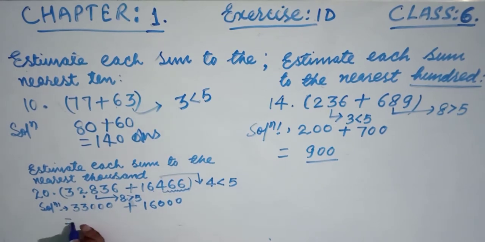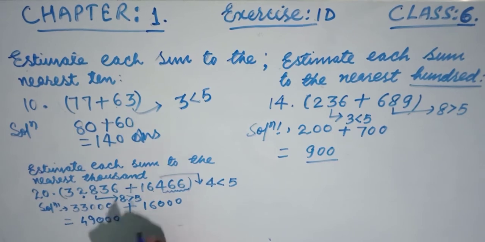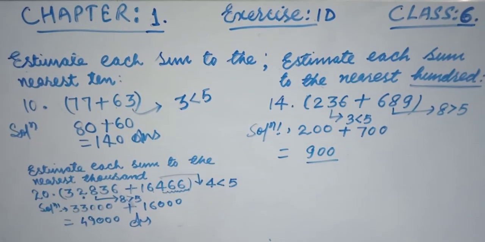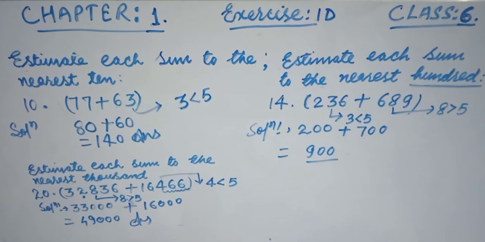Now add their values, friends. If you add their values, you will get 9, 6 plus 3, this is 4, and 3 zeros. So this is your answer, friends. I hope you will solve all the questions. Now move to the next exercise.